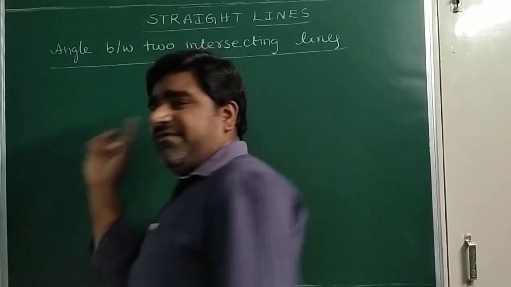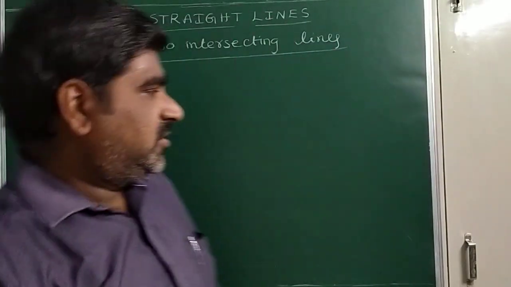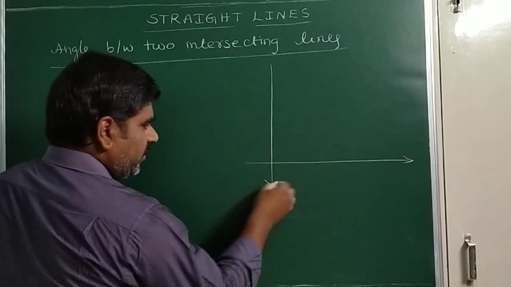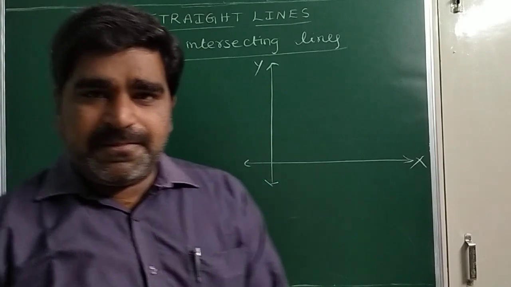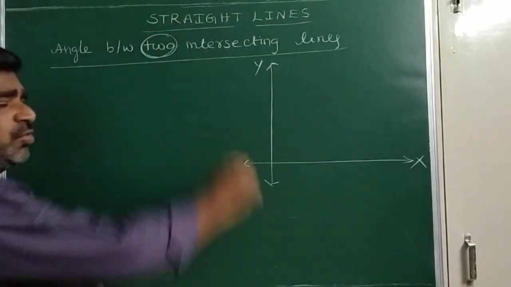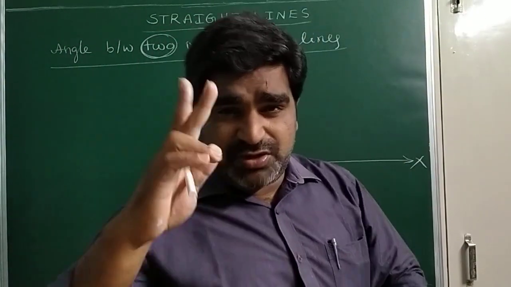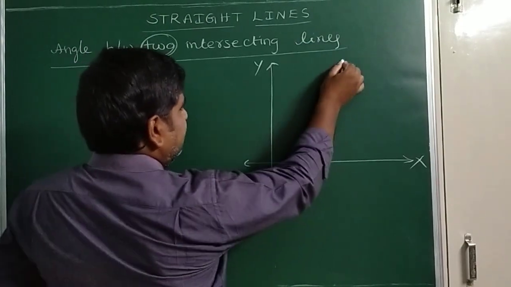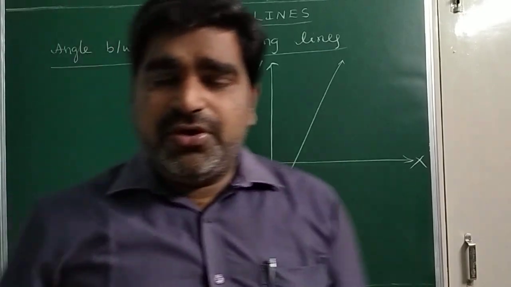This is a very important concept. Again, this is the x-axis and this is the y-axis. What is the angle between two intersecting lines? That means here we have to take two lines initially. Let us take the first line like this. This is line 1, that is L1 equals 0.